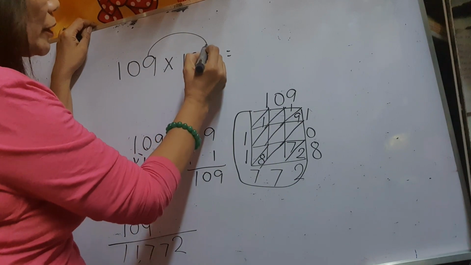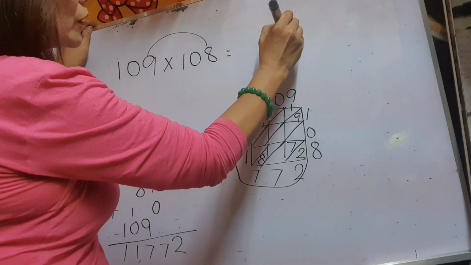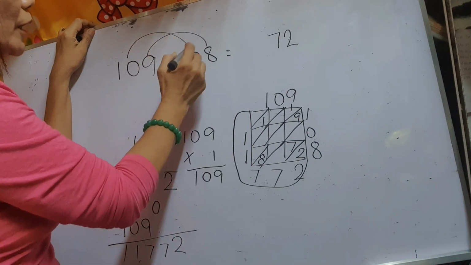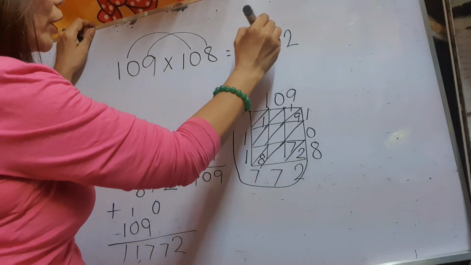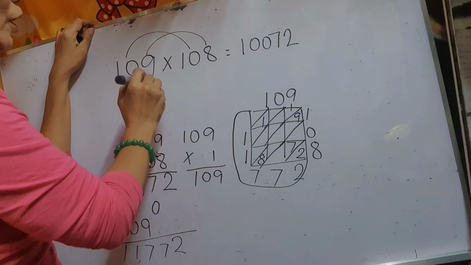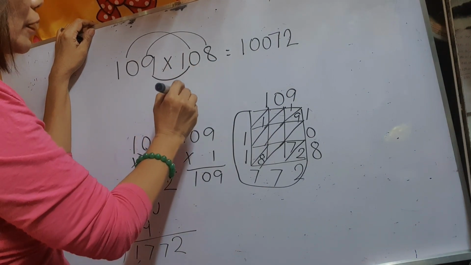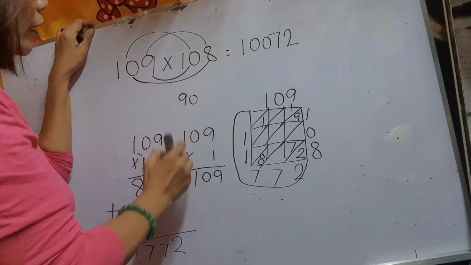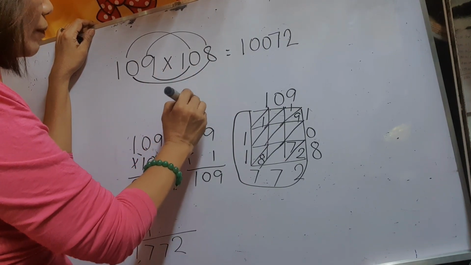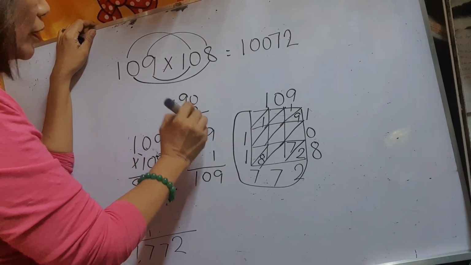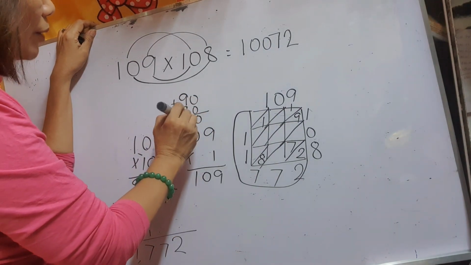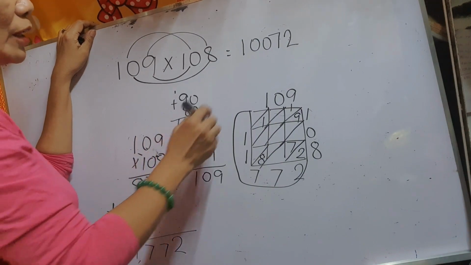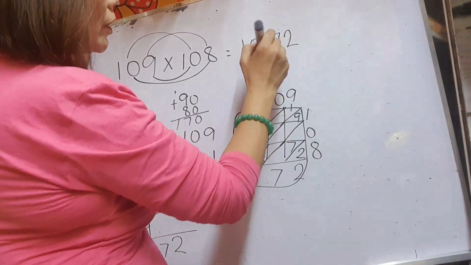Okay, now, let's try this one. So, 9 times 8 is equals to 72. Now, we have here 10 times 10, that is now 100. Now, we have here 9 times 10, that is 90. And then here we have 10 times 8 is 80. We just have to add this one. So 0, 9 plus 8, 17, carry 1. Okay, so 170, you just have to put it here.